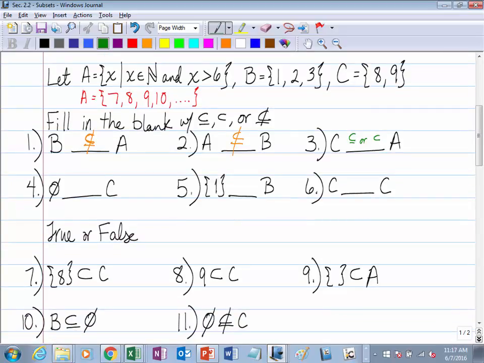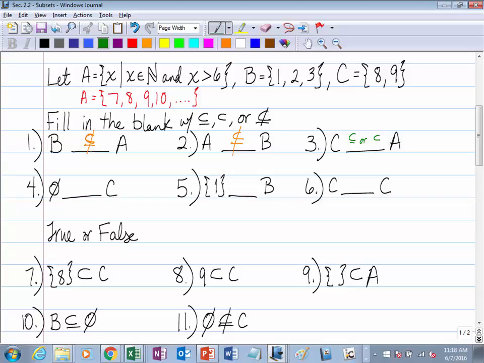Is the empty set a subset of C? Yes, actually it is. The empty set is a subset of any other set. In order for it to be a subset, you have to be able to say that if anything is an element of this, it's also an element of that. Since there are no elements here, that is a true statement. That's what they would call vacuously true. It's true because you have no elements here to check anyway.